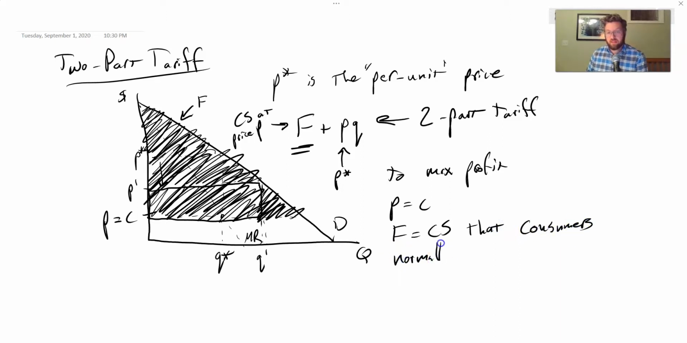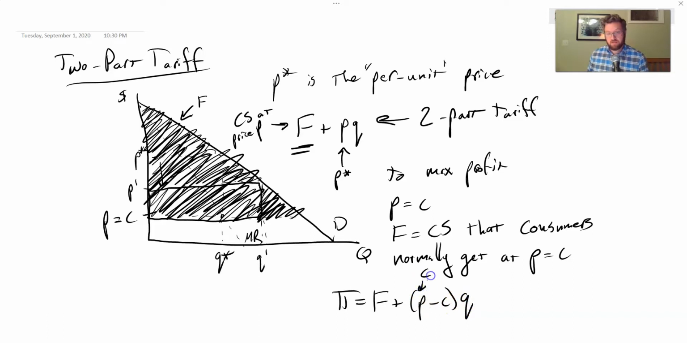They're not actually going to get this because you're going to extract it through this fixed cost fee. But that maximizes the total profit you get, okay? And then what does your profit look like? Your profit is F plus P minus your cost C times Q. But since you're setting P equal to C, this whole term is C minus C, that's 0, and 100% of your profits comes from F.